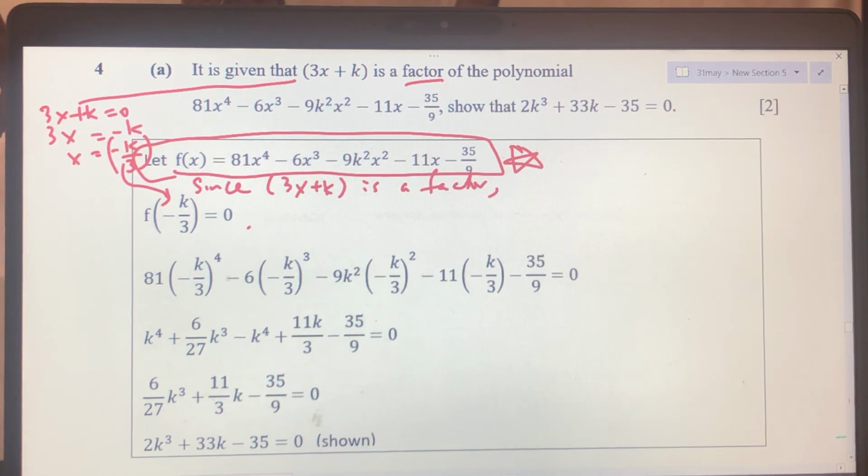Alright, then you throw in, be very careful. I would like to remind everybody, odd power, this will still be negative, so negative times negative is plus. Even power, this will be plus times minus is, where did it go? Oh, here, minus, okay, because k squared times k squared. Okay, then now you work it out, you will get this as the final answer. Okay, let's move on.